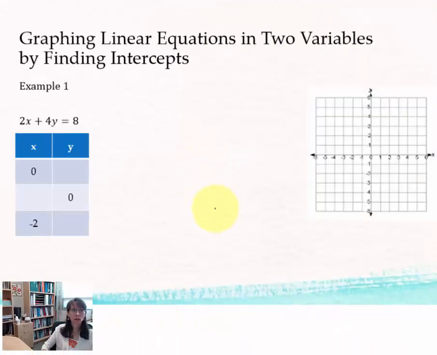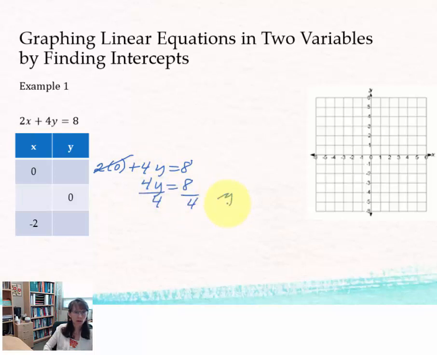In order to graph linear equations in two variables by finding intercepts, we specifically want to substitute 0 for x and 0 for y, and that will calculate our intercept. So there's no guessing by looking at the graph. We calculate it. So when we substitute 0 for x, 2 times 0 plus 4y equals 8. Notice 2 times 0 is 0, so we just have to solve 4y equals 8. Division by 4 gives us a y value of 2. (0, 2), we can see, yes, that is the y-intercept.